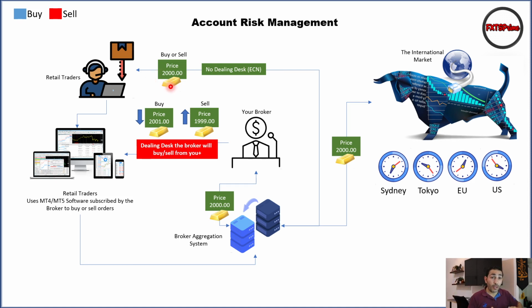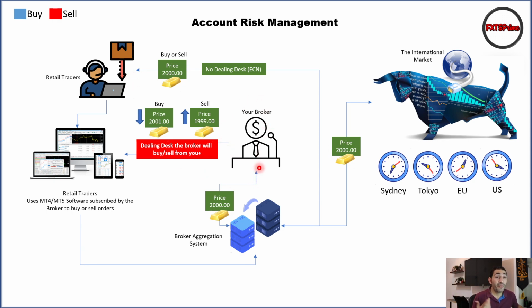So first of all, what are the benefits? First of all, when you deal with the aggregation system directly, your execution for the order will not be delayed. It will be immediate and instant. So you don't have any issue with that. So the price is 2000. We give you the direct 2000.